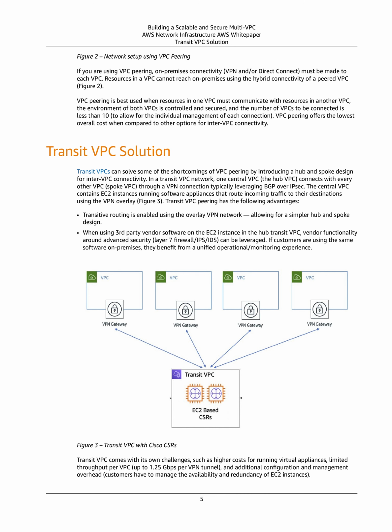Transit VPC comes with its own challenges, such as higher costs for running virtual appliances, limited throughput per VPC, up to 1.25 gigabits per second per VPN tunnel, and additional configuration and management overhead. Customers have to manage the availability and redundancy of EC2 instances.